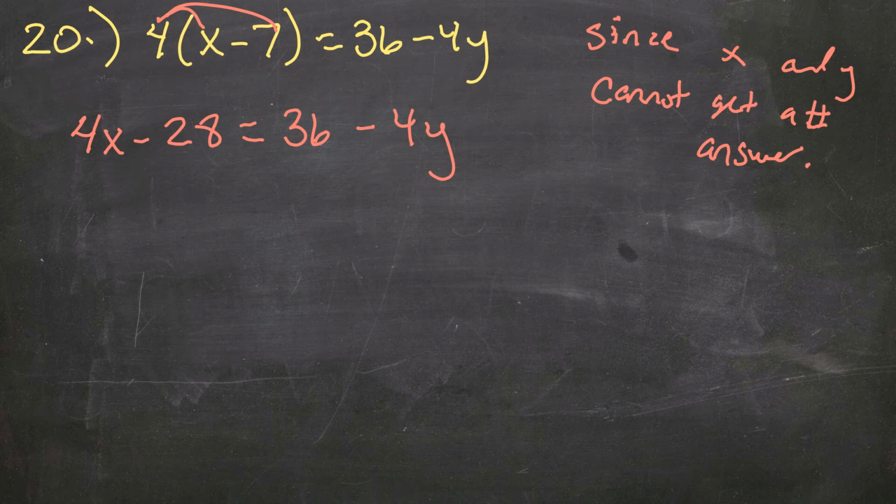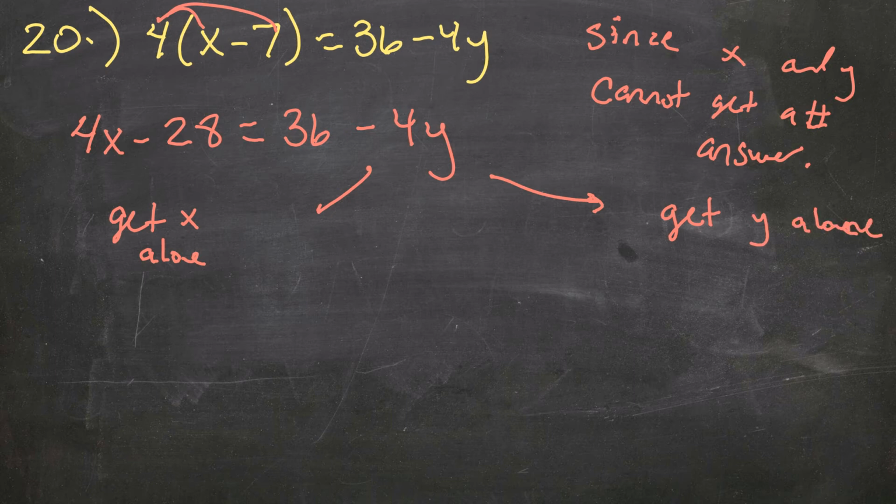Now I can solve this two ways. I can get x by itself, or I can get y by itself. If I get x by itself, I pretend like I just do the same thing I would do if that minus 4y wasn't there. If I erase that minus 4y, I would add 28 to both sides first. Now really, you can't just erase the minus 4y, right? But you can add 28 to both sides, whether that's there or not.